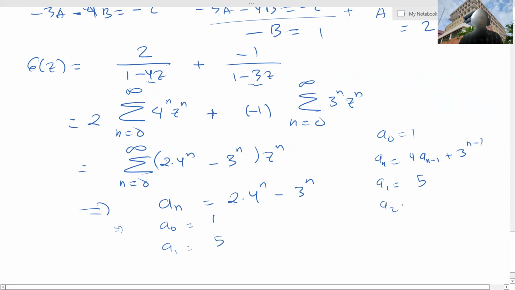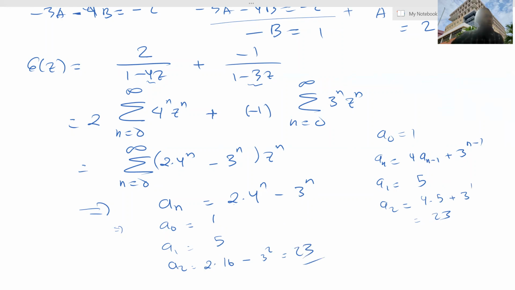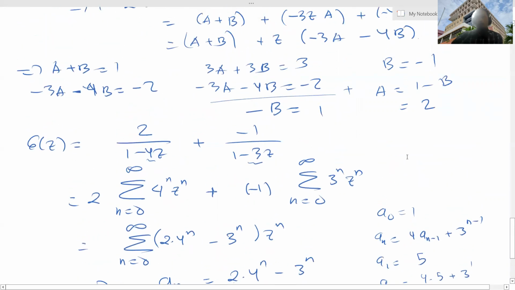Now, what about a2 here? A2 here is 4 times 5 plus 3 to the power of 1, which gives us 23. Now, what about this one? A2 is 2 times 16 minus 3 squared. So 32 minus 9 is 23. So that is correct. So it seems this is correct. So that's the solution, a complete solution.